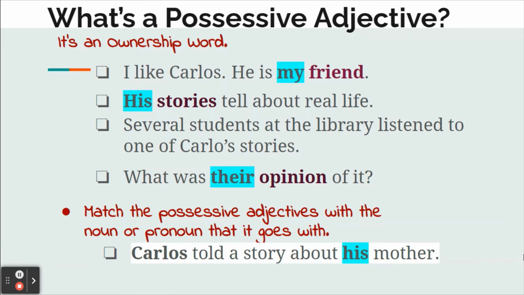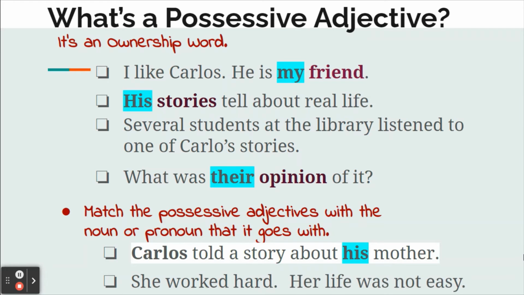Okay, so let's go ahead and look at the next example. She worked hard. Her life was not easy. So, she, right? So, whose life? She. Whoever she is. Maybe Carlos's mother, I don't know. But her life was not easy. So, it's referring to the first pronoun in the first sentence, she. Okay, so she worked hard. That's why she didn't have an easy life. That's why her life was not easy, right? So she is the antecedent to the possessive adjective her.